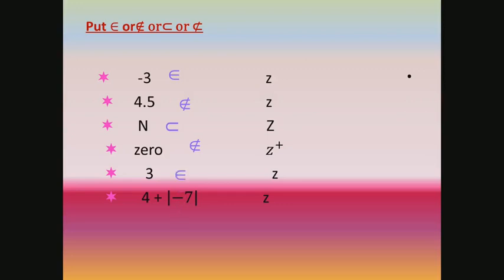3 belongs to Z. Excellent. 4 plus the absolute value of negative 7 will be 11, and 11 belongs to Z.